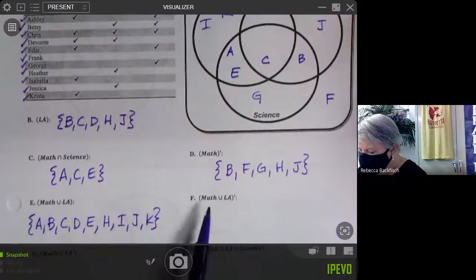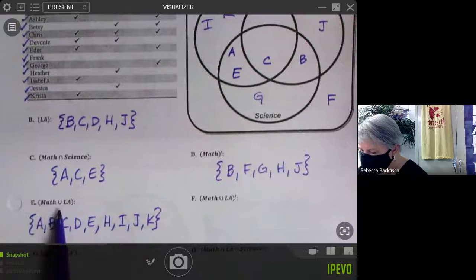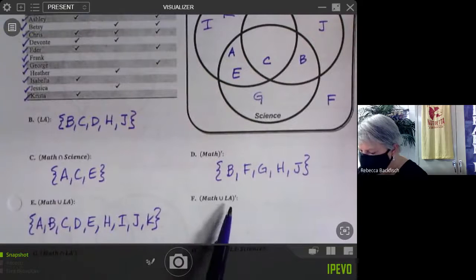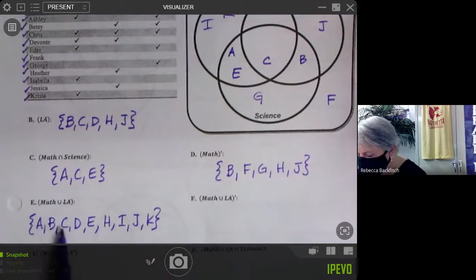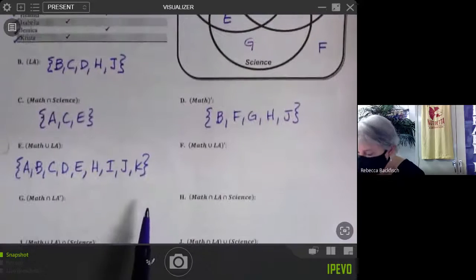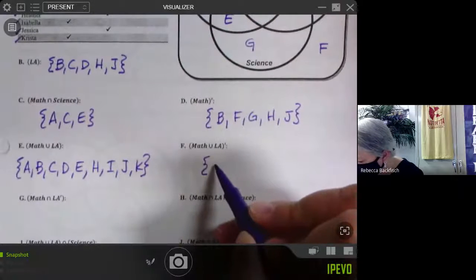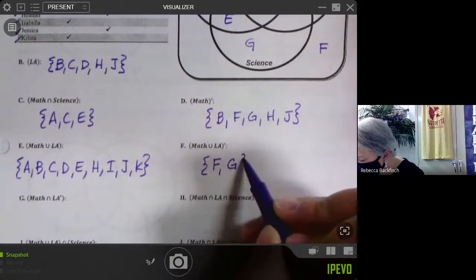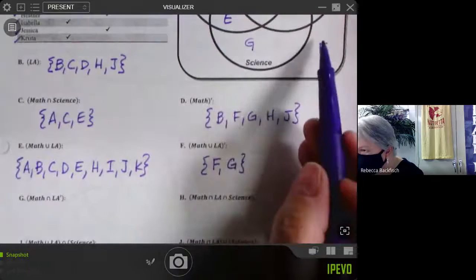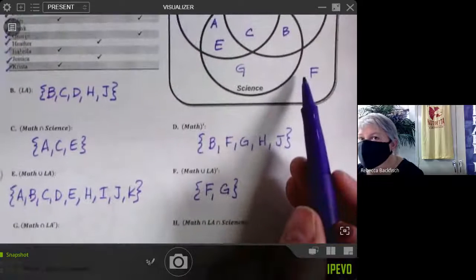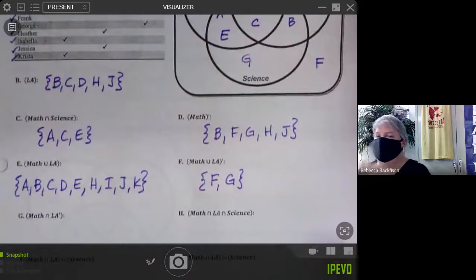Now compare what it says for F to what it said for E. The only difference here is it says not. So basically it's asking me who is not in this group right here. And we just said that's who. G and F, you got it. F and G are the only two who are not in the union of math and language arts, meaning they're not in math, they're not in language arts, they're not in both, they have nothing to do with math and language arts.